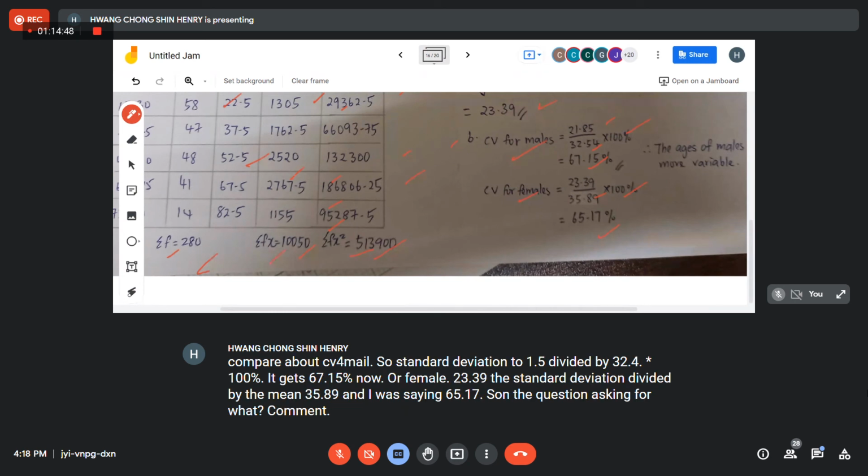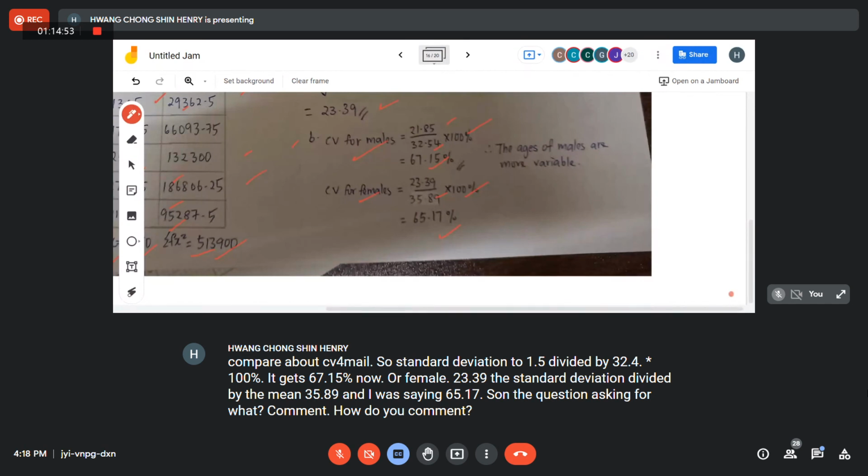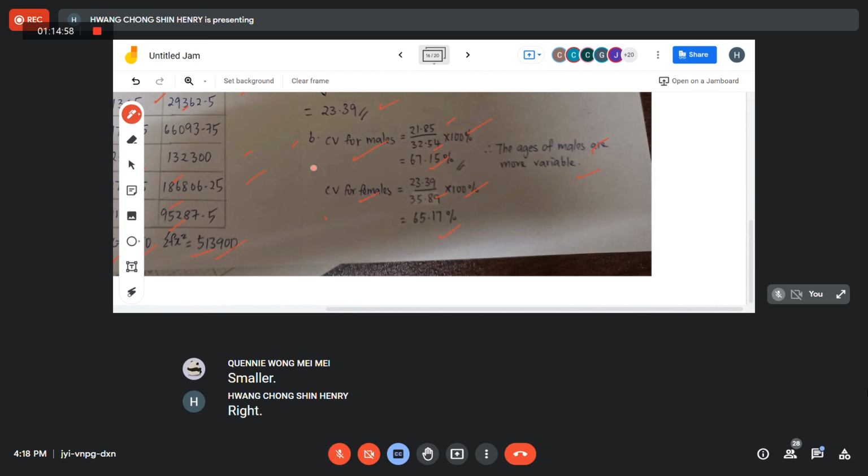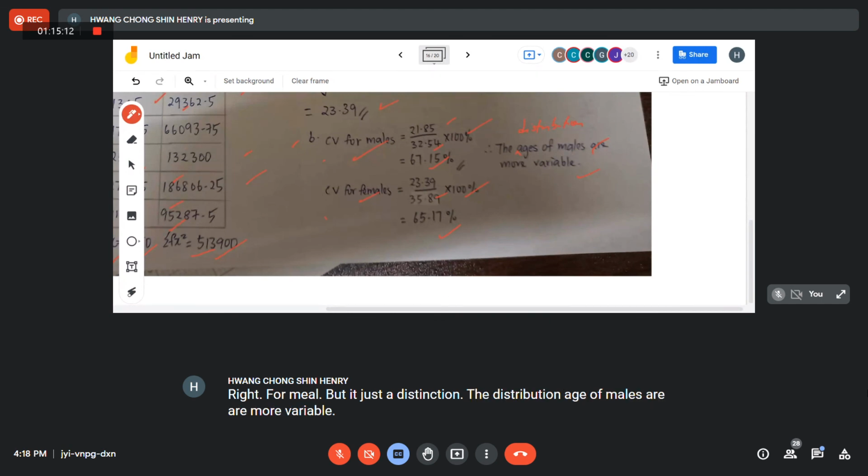Comment. Yes, comment. How do you comment? Yes, you are right. For male, the distribution of ages of males is more variable. Correct. Very good. Everybody, okay or not?